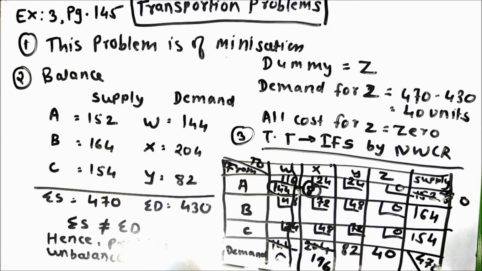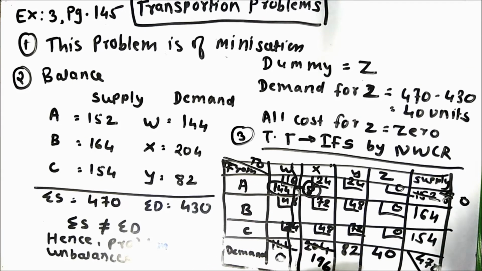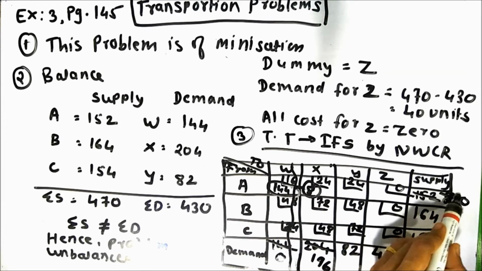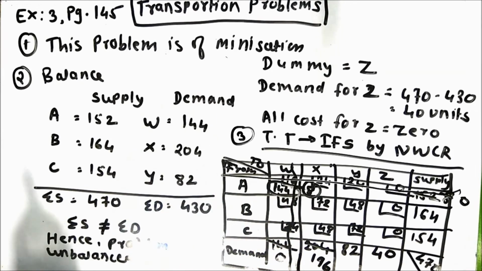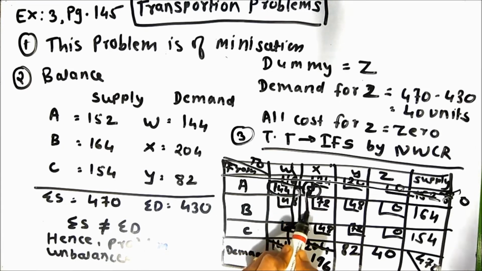Now in this case, the supply of A has become 0, so there is no need to give further allocation in A's row. So let me cancel A as well. So A and W are cancelled. Let's do further. As we are following the staircase type, our left allocation is over and right allocation is over. Now we'll be coming down. Now the allocation will be in B and X, the cell BX.